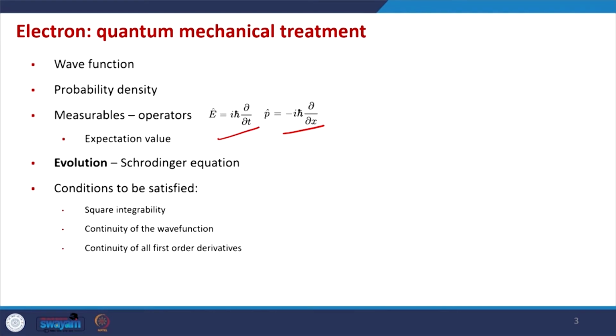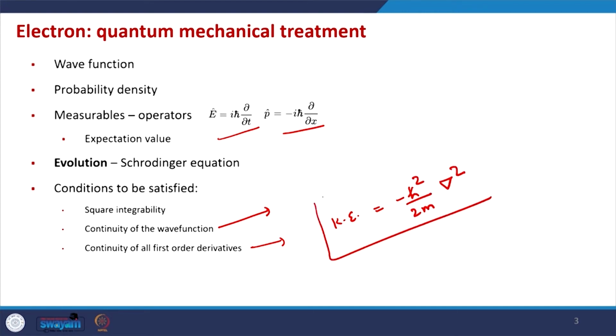So, those operators will be infinite, which will be a non-physical situation. Okay. So, the wave function should be continuous, and by the same logic, the first order derivatives of the wave function should also be continuous, because if there is a discontinuity in the first order derivative, it will mean that the second order derivative will be infinite at those points, which basically will say that the kinetic energy of the system, which is given by this operator, will blow up, and that is an unphysical situation.